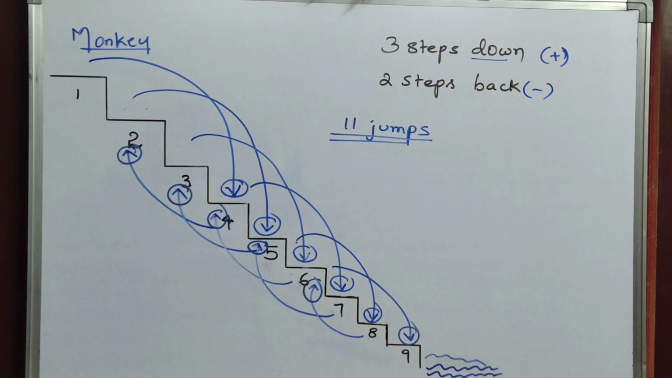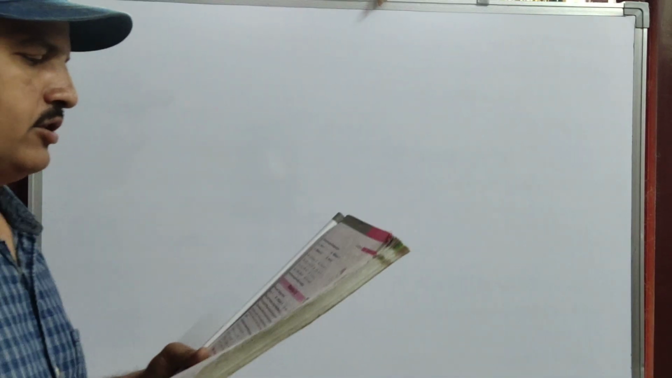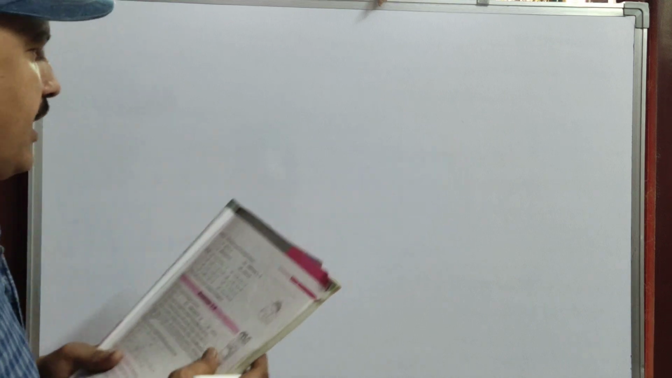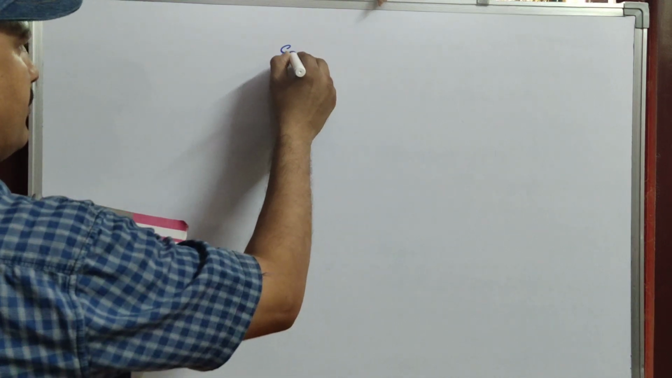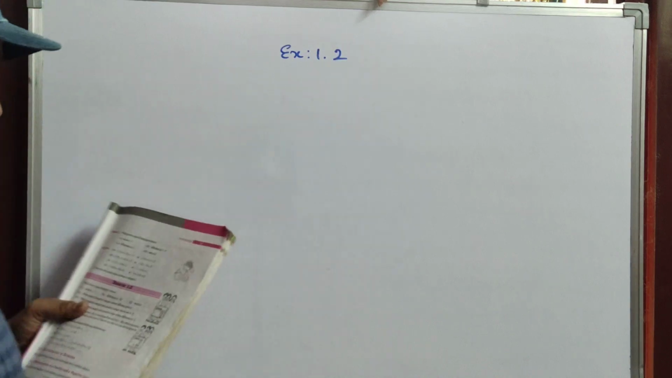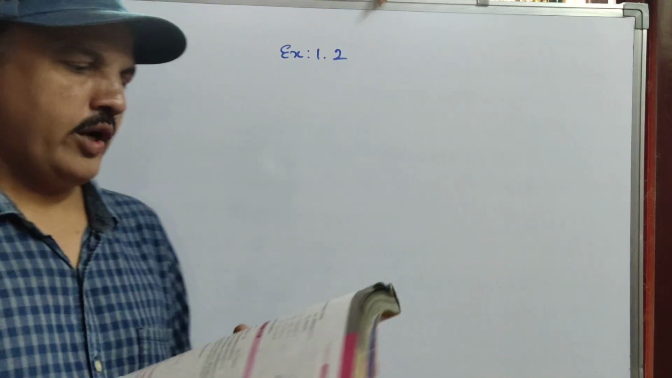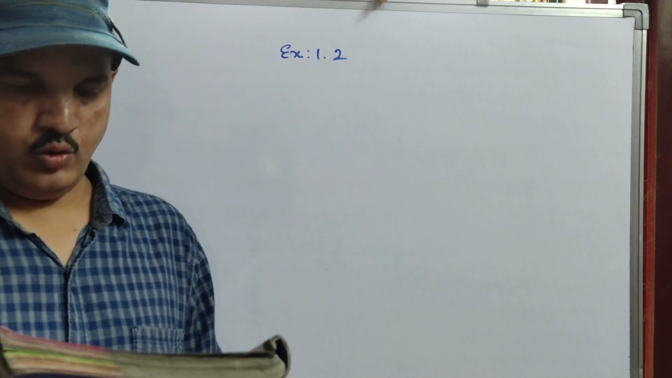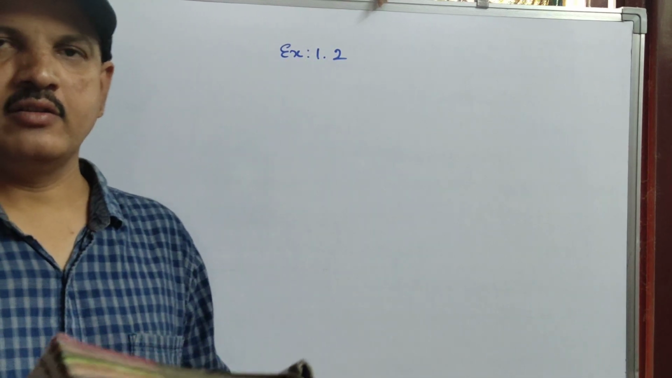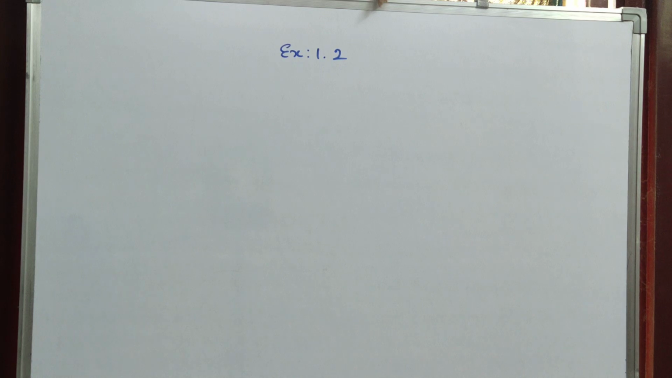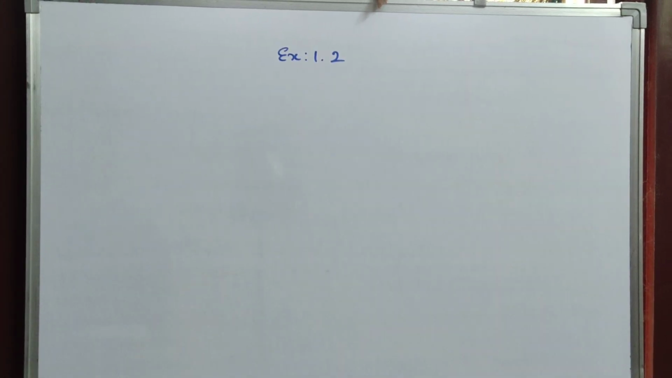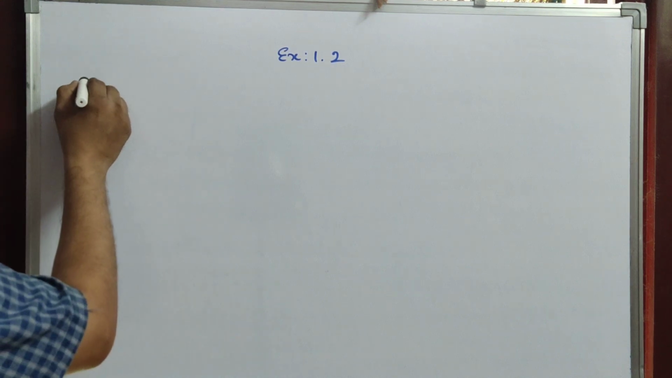1.2. Okay children. Now see exercise 1.2. Now write down a pair of integers whose sum is -7. What is the question? Write down a pair of integers whose sum is -7. Okay, sum means what? Plus. See the first question there. First Roman, first question.